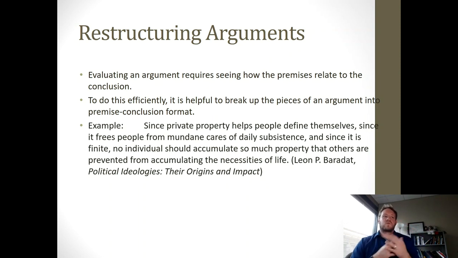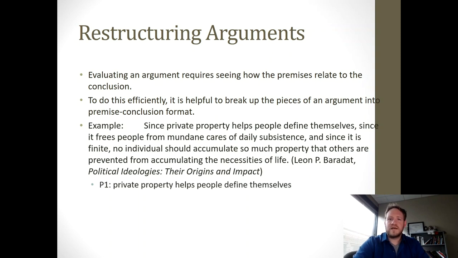And we can just write them out, premise one, premise two, premise three, and then conclusion, right? We can represent or restructure the argument that way. And sometimes that's very helpful to just get it clearly laid out as to what's supporting what, right? And so we could just have something like this.